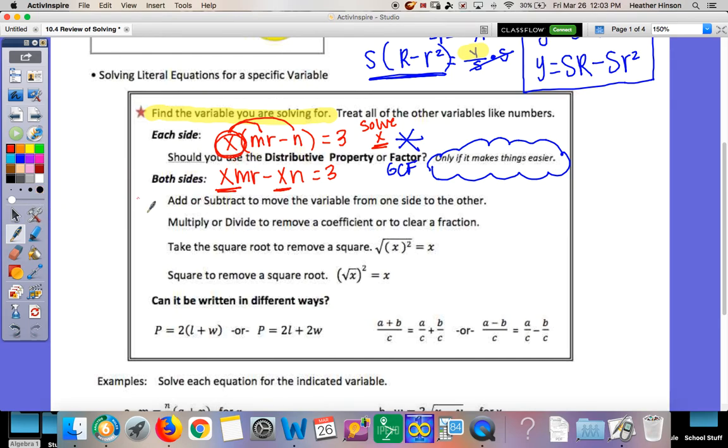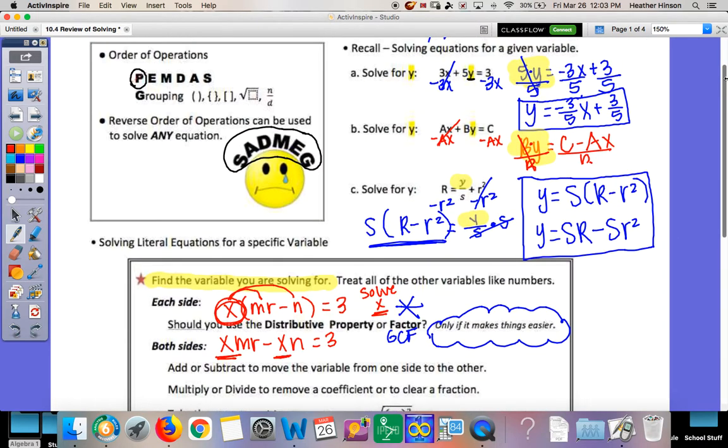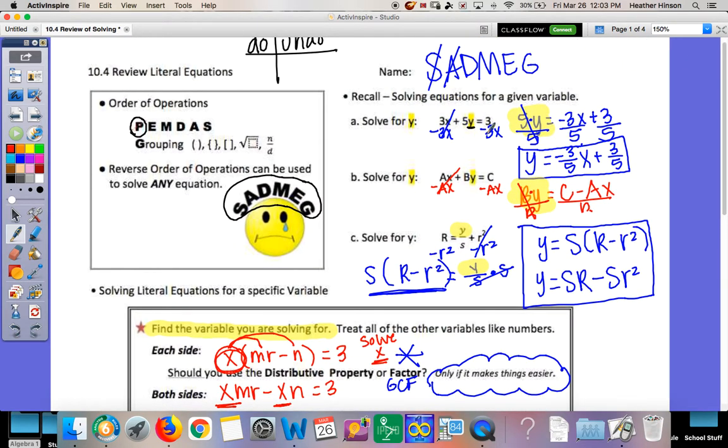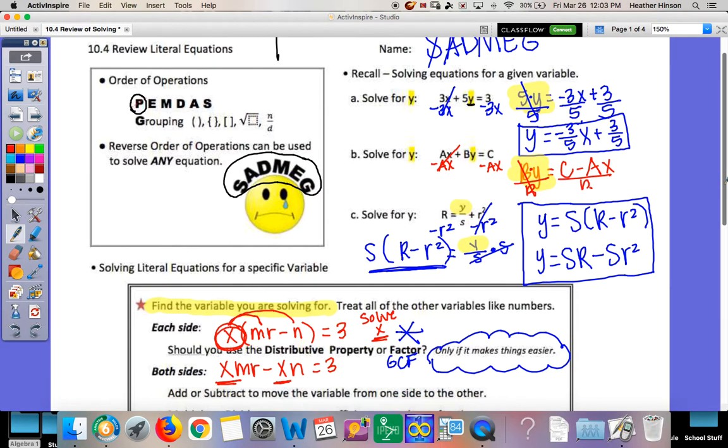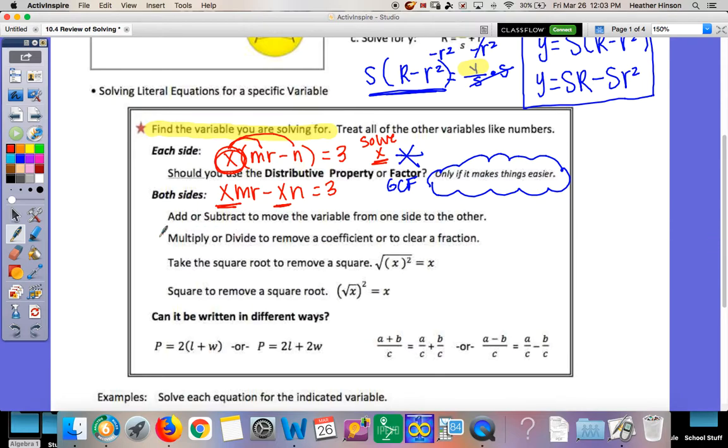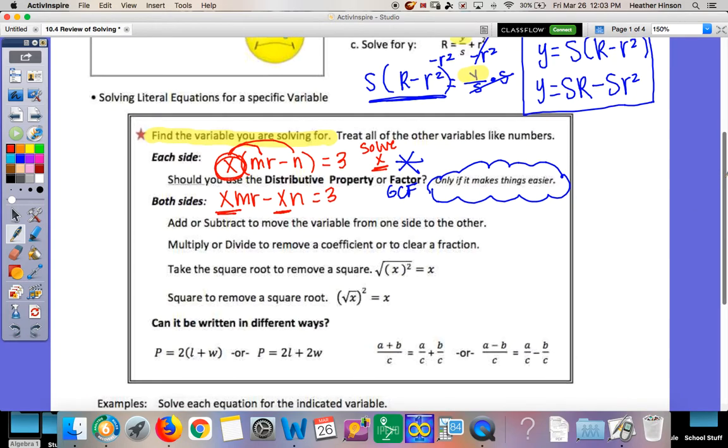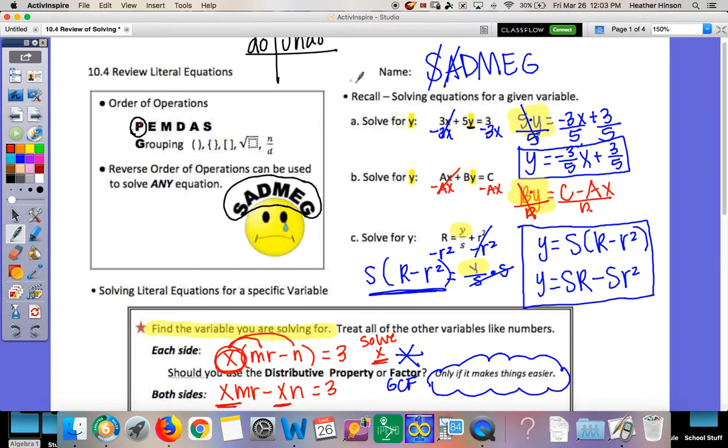When you look at both sides together, you need to think, should I add or subtract a variable to the other side, like we did up here, where we subtracted 3x, we subtracted ax, we subtracted r squared? Should I multiply or divide to remove a number or clear a fraction? Exactly like we did up here. We divided by 5, we divided by b, and on the last one we multiplied by s.